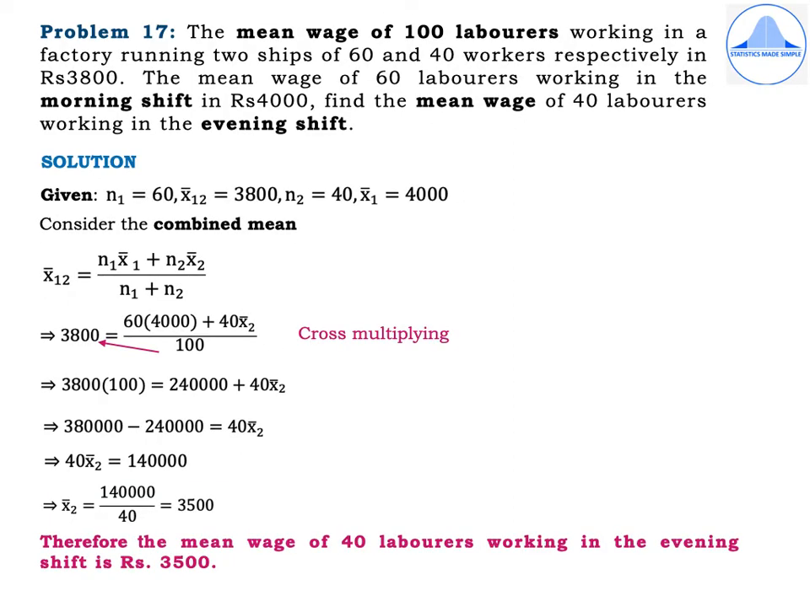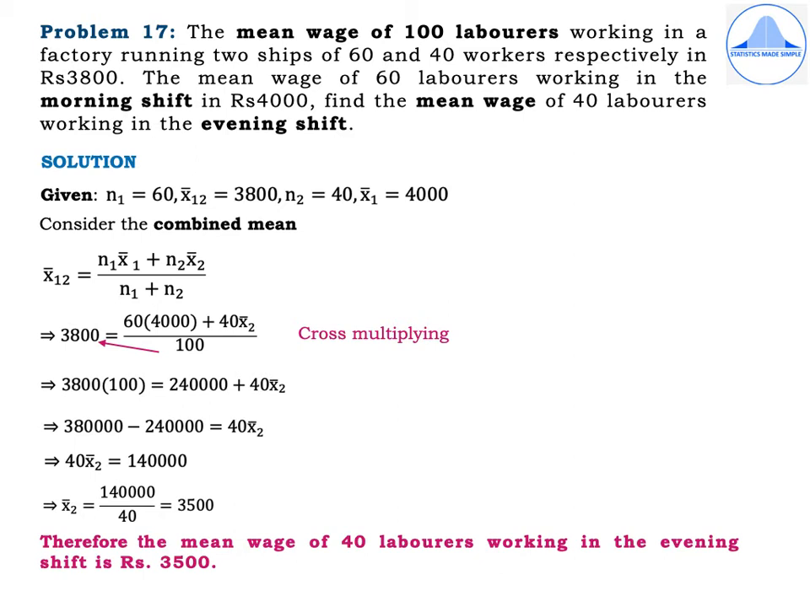Problem 17. The mean wage of 100 laborers working in a factory running two shifts of 60 and 40 workers respectively is rupees 3,800. The mean wage of 60 laborers working in the morning shift is rupees 4,000. Find the mean wage of 40 laborers working in the evening shift. Again, in this problem, we have two different sets of data: laborers who are working in the morning shift and laborers who are working in the evening shift. The number of laborers working in both the shifts along with their mean wage is given.